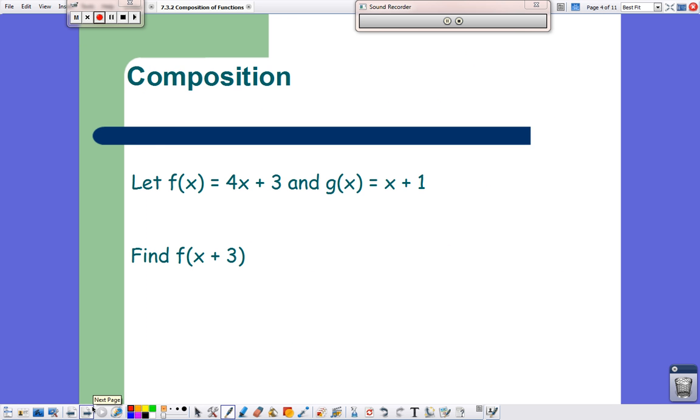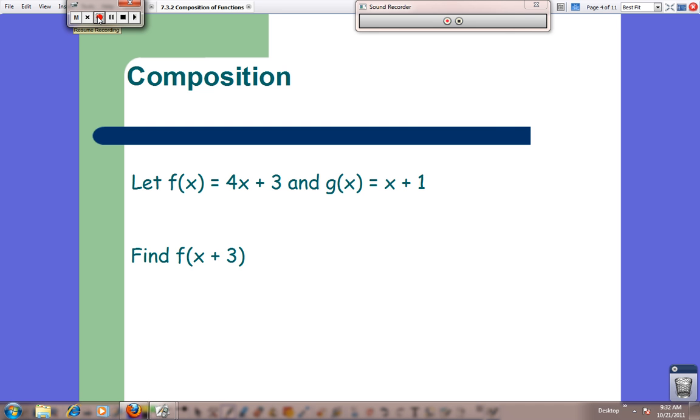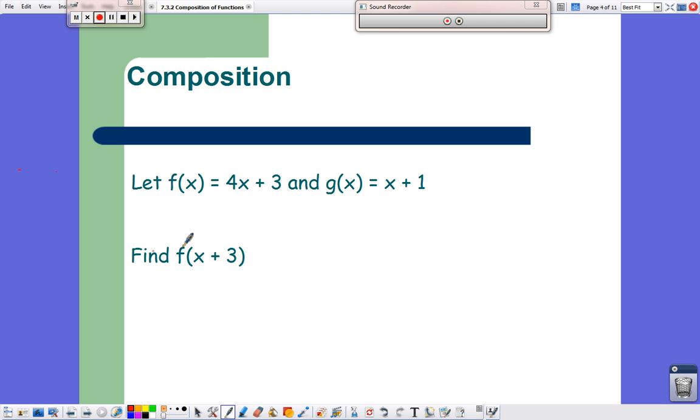So let's take a look at another example. Okay, just like the one that we just did, sometimes you're going to have two functions. And so I want you to find f of x plus 3. So just like the previous one we did, go ahead and pause the video and see if you can do this one on your own.